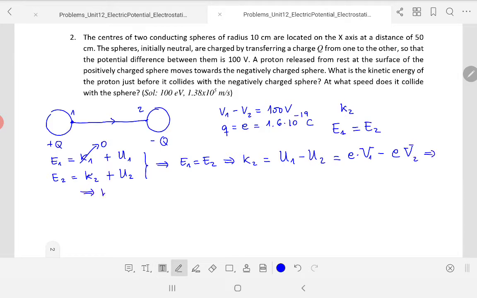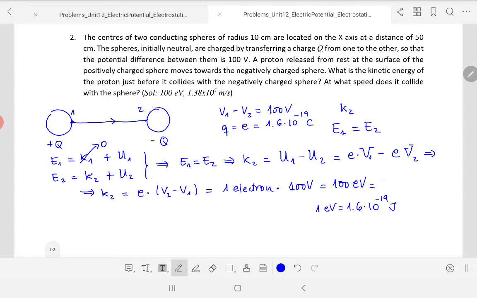This means the kinetic energy at point 2 is going to be the charge of the electron times the difference of electric potential. This is the charge of one electron times 100 volts, which is 1 electron volt times 100, so 100 electron volts. You can also have this in joules, which is another measure of energy, because 1 electron volt is 1.6 times 10 to the minus 19 joules. So this is 1.6 times 10 to the minus 17 joules.